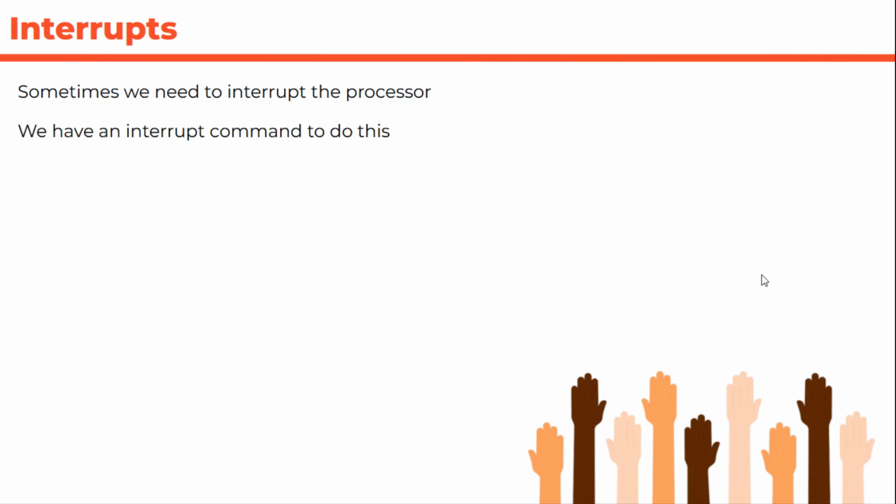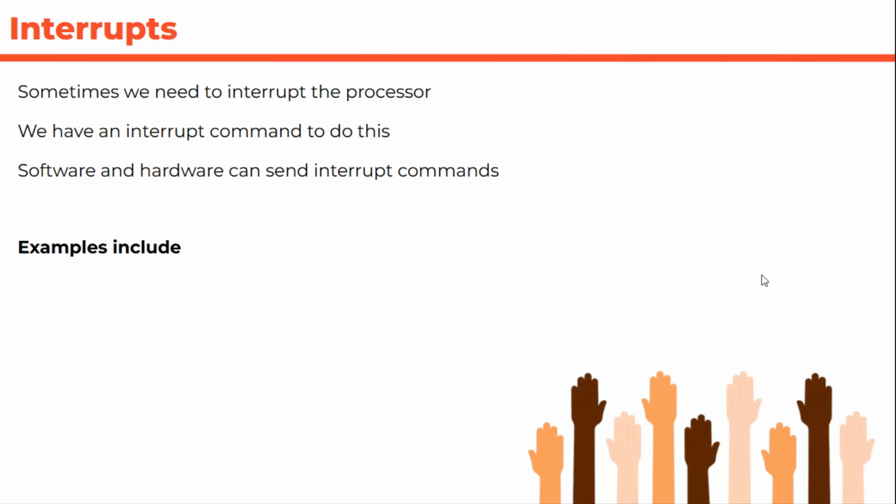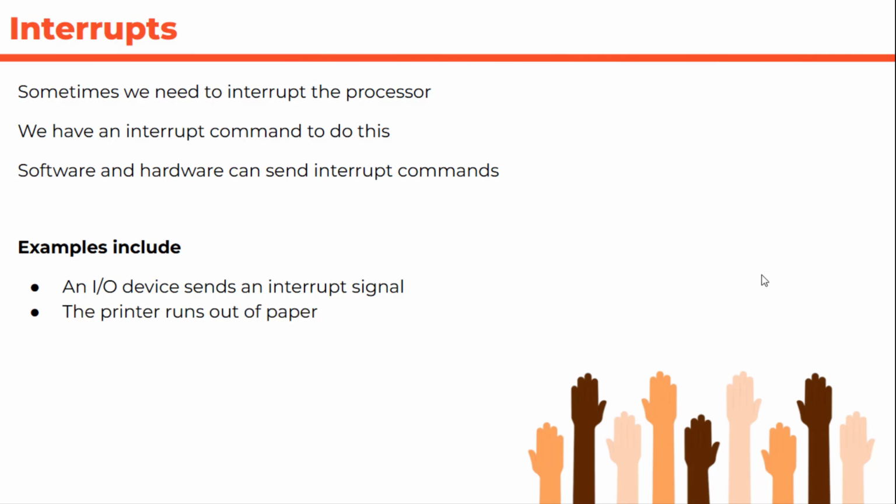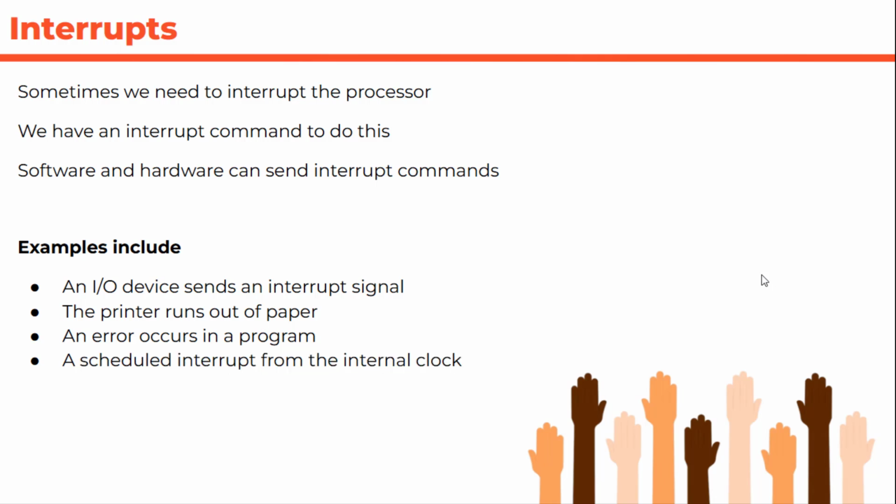We have an interrupt command to do this, and lots of devices come with inbuilt interrupts that interact with your operating system. Software and hardware can send interrupt commands, so some examples that you might need for your exam are things like an input or output device sends an interrupt signal and needs attention. The printer runs out of paper and needs to inform you. An error occurs in a program and it has to shut down. A scheduled interrupt from an internal clock, and then a power failure.